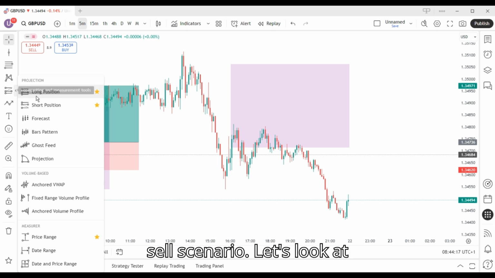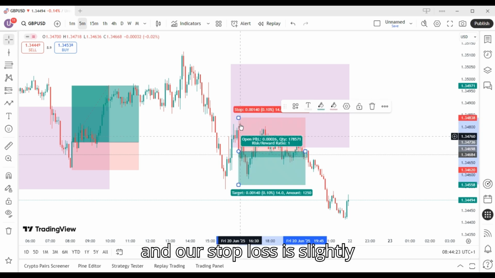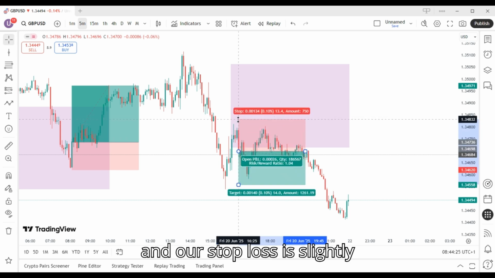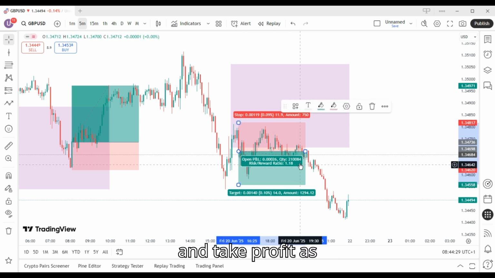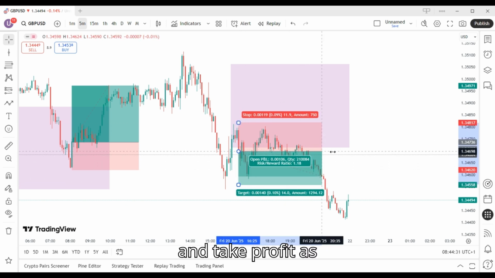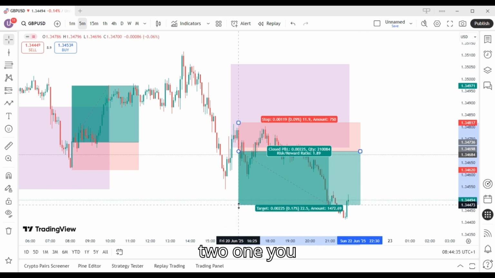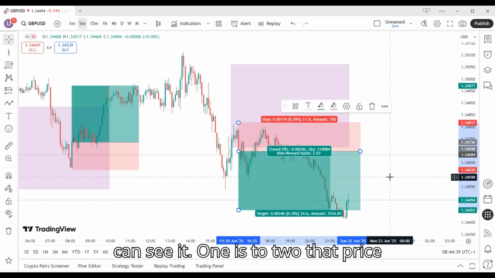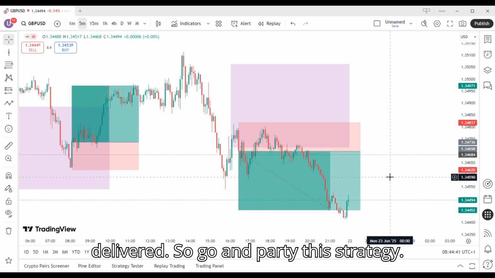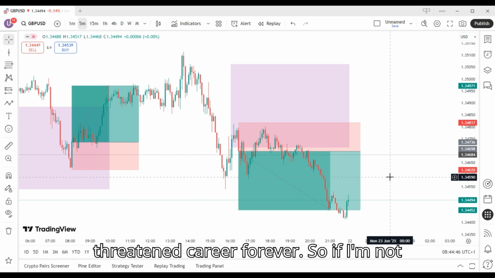This one now is a sell scenario. Let's look at it. This is our position, and our stop loss is slightly above this place. Okay, and the take profit, as recommended, is 1:2. You can see it, 1:2. The price delivered. So go and practice this strategy. This strategy is capable of changing your trading career forever.